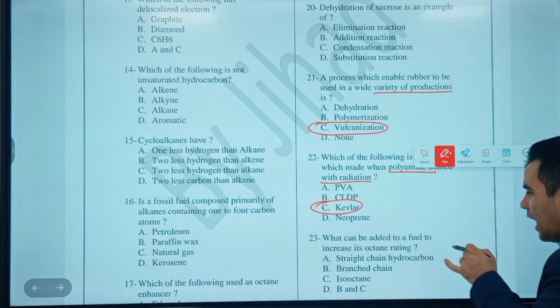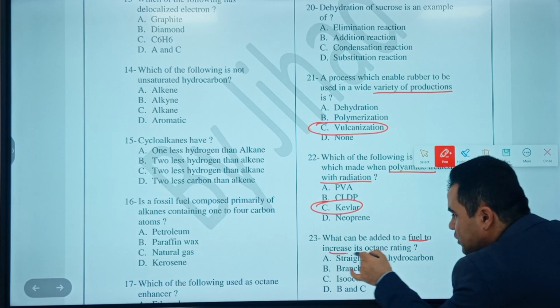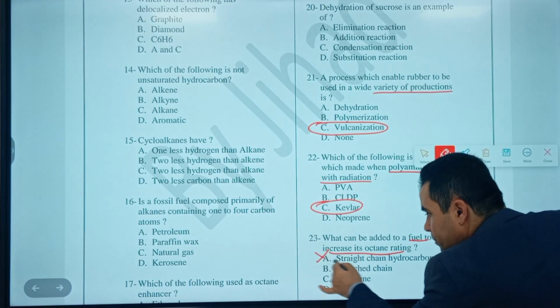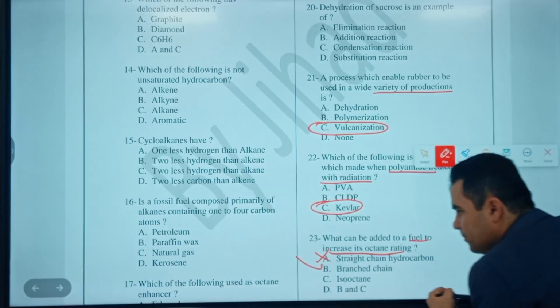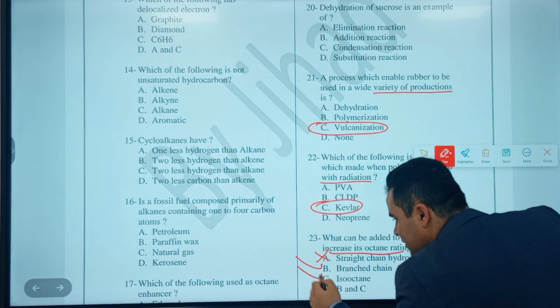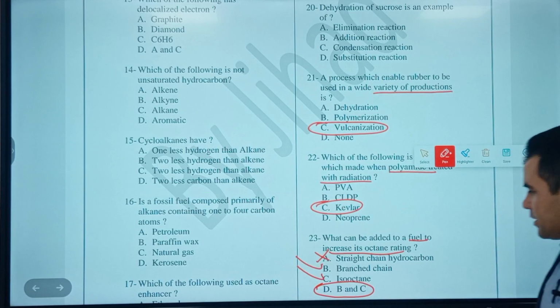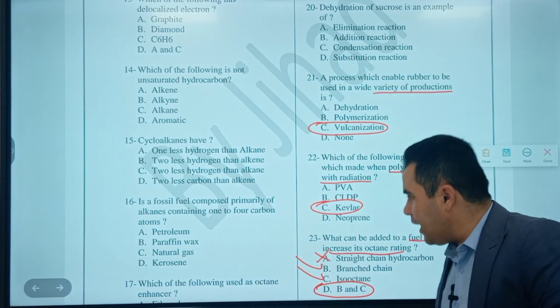What can be added to a fuel to increase its octane rating? A straight chain? No. A branched chain? Yes. Isooctane? Yes. B and C both, they are the same because isooctane is also a branched chain.